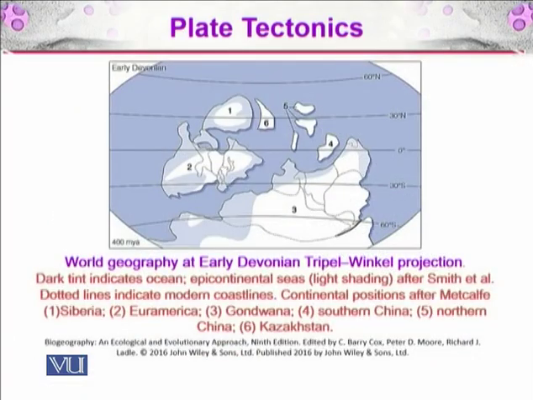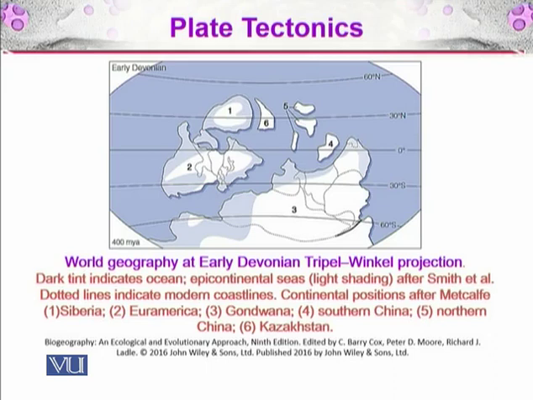So here you can see the world geography in the early Devonian, which is a Winkel Tripel projection. That is the projection that tells us, according to the modern movement of the plates, if we go back millions of years, how the different plates would have been in history. The dark tint indicates ocean, while the epicontinental seas are the shallow seas on the surface of the continents. After Smith et al., dotted lines indicate the modern coastlines and continental position after Metcalfe.